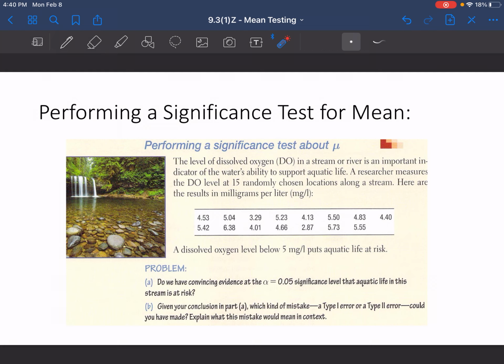But we know that our sample size is 15, and these were the data points for those 15 randomly chosen locations along the stream. A dissolved oxygen level below 5 milligrams per liter puts aquatic life at risk. So we have a null hypothesis where our mean value is 5 milligrams per liter. Our alternate hypothesis would be a mean value that is less than 5 milligrams per liter, because that's bad. It's not good. So what we need to figure out first is, do we have convincing evidence, at the significance level of 5%, that aquatic life in this stream is at risk?